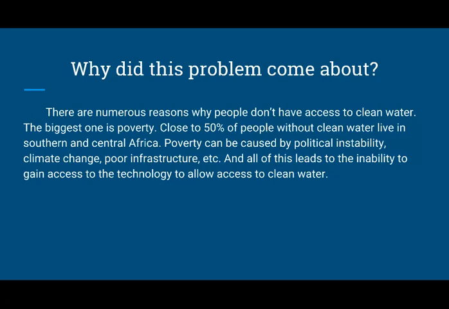Why did this problem come about? There are numerous reasons why people don't have access to clean water. The biggest one is poverty. Close to 50% of the people without clean water are located in the regions of southern and central Africa.